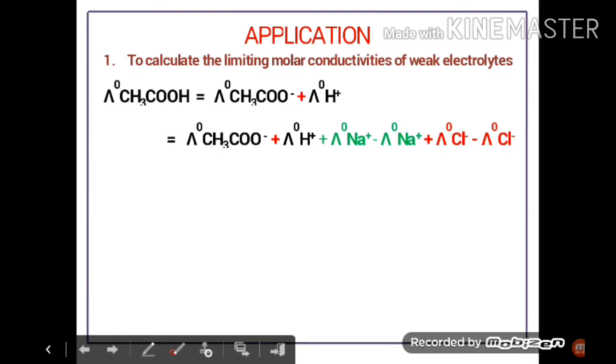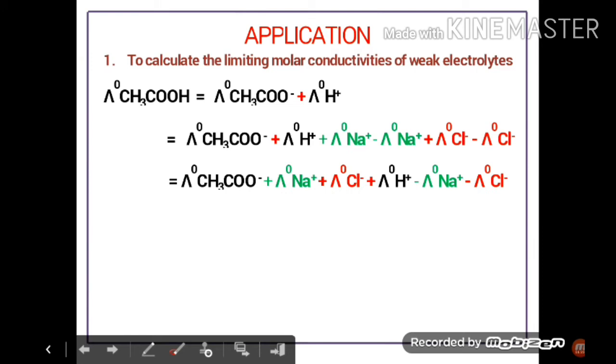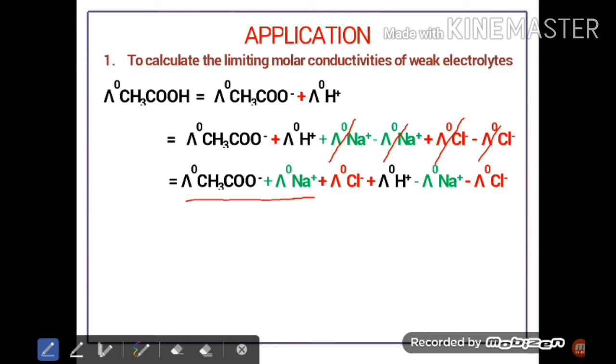Rearranging means, here see, we have reshuffled the ions. With acetate I am writing sodium, with H+ I am writing Cl-, and like that. So after rearranging, what I am going to do is simple: we will combine these two, then these two, and after that these two.